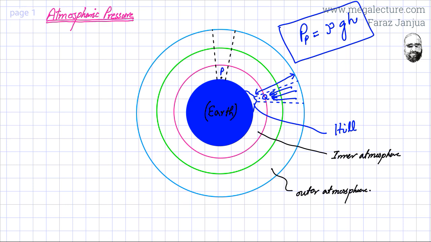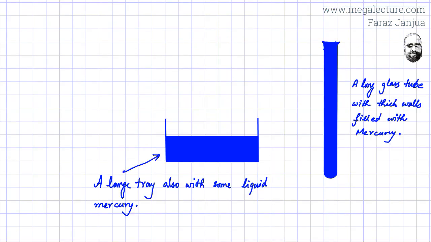We'll be using the same formula, but in a different way. But I do not see this formula being used in this way to find atmospheric pressure. Somebody came up with a very cool, very simple idea to find atmospheric pressure. Okay? So, I will be drawing the diagram for that apparatus that was used to measure atmospheric pressure in a second. Okay? Here we go.